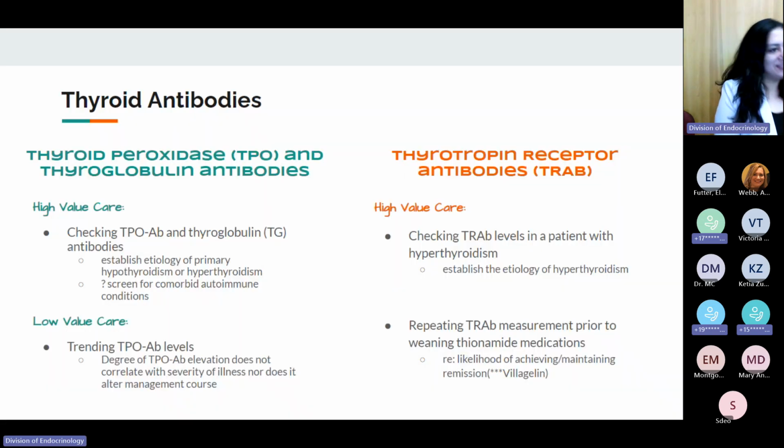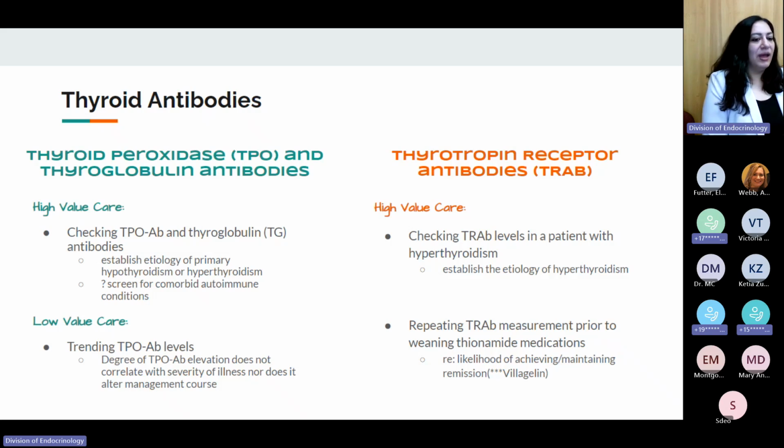So thyroid antibodies. Let's talk thyroid peroxidase versus thyrotropin receptor antibodies. So thyroid peroxidase antibody and thyroglobulin, an example of high value care in using these is to check them to establish an etiology of primary hypothyroidism or hyperthyroidism, as many patients with Graves' disease also have a positive TPO antibody, about 70–80%. And it may not change our management. We treat with levothyroxine, the LT4, for hypothyroidism in most cases, but it may guide us on whether we need to screen for comorbid autoimmune conditions and help to identify the cause of other symptoms a patient may be having.